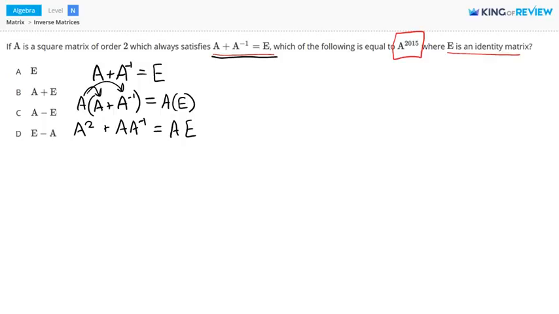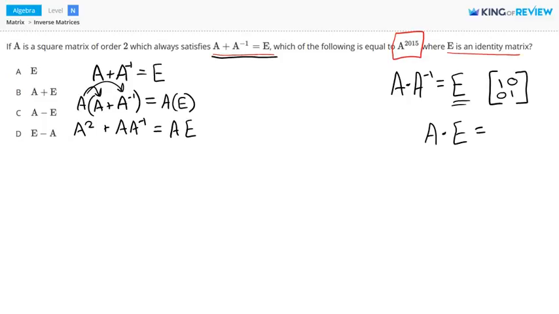Now I want you to remember the fact that if we multiply A times its inverse, which is A inverse, you're going to get the identity matrix. And if you remember, the identity matrix has 1s in the main diagonal and 0 everywhere else. One feature about the identity matrix is if you multiply a matrix times the identity matrix, you'll get the original matrix. Or you can also have E times A, which will give A.